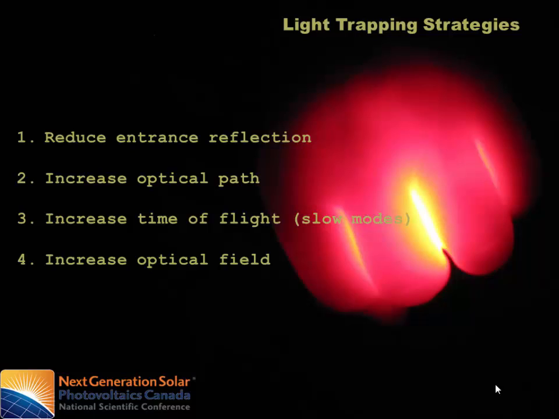The third one is a little bit more sophisticated, which is to increase the time of flight inside my material. That means that maybe I can shape my material so my light will travel in slow modes, so my light will travel slowly, and that also increases the interaction between the radiation and matter, and therefore the probability of absorption again. And finally, another strategy that is very popular these days is to increase the optical field, which is related to the use of plasmonic nanostructures inside the solar cells.